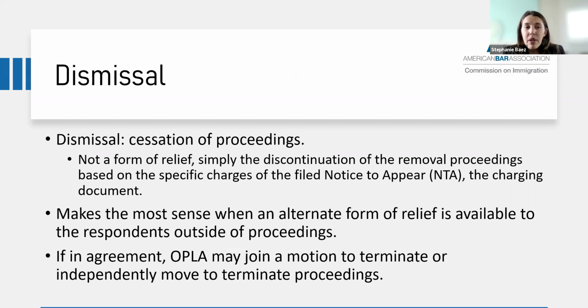What is dismissal? Dismissal is really a cessation of the proceedings. It's not actually a form of relief, it's just the discontinuation of the removal proceedings. So the charges in the NTA would be dismissed and your client would no longer be in removal proceedings. This really makes the most sense if there's an alternate form of relief available, such as TPS, which is available to your client so that they have another avenue of relief that they're pursuing.